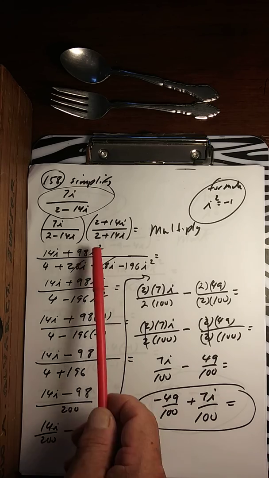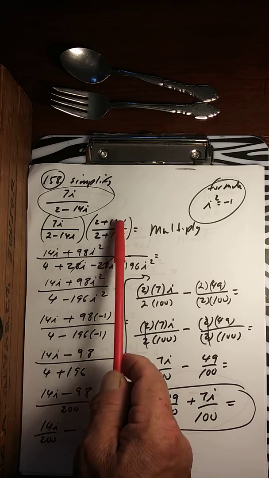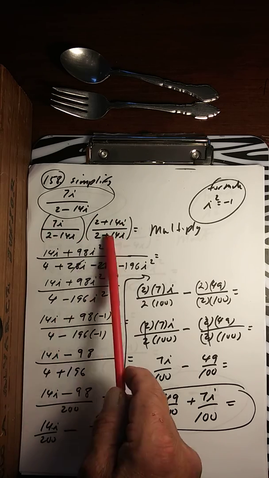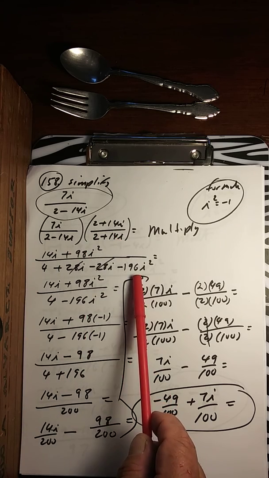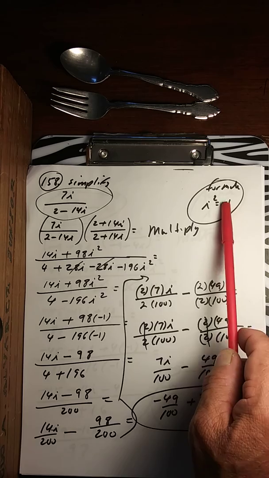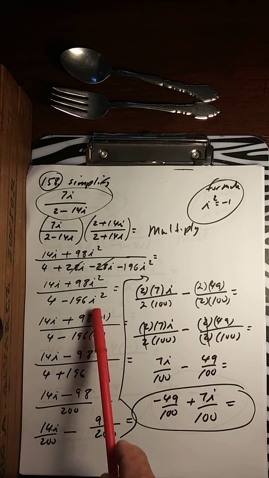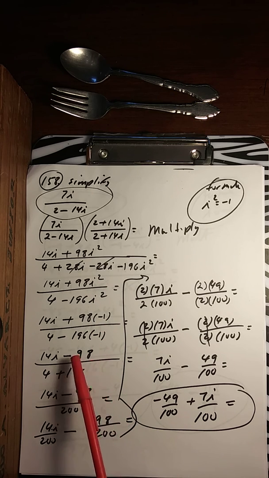This one, multiply by the conjugate, 2 plus 14i, 2 plus 14i across. This times this, you get that. This times this, you get that. The bottom one, 2 times 2 is 4. 2 times that is 28i, minus 28i, minus 196i squared. So now i squared equals negative 1. So we have, these are gone. So we have this left over. i squared is negative 1. Replace it. Negative 1, negative 1. So that turns out to be negative 14i minus 98.